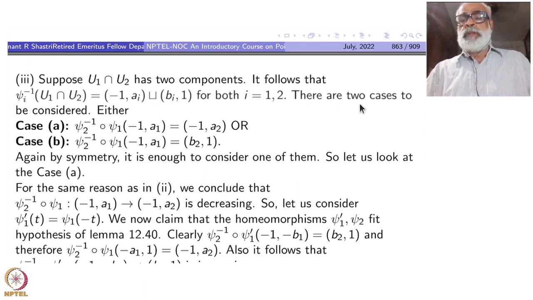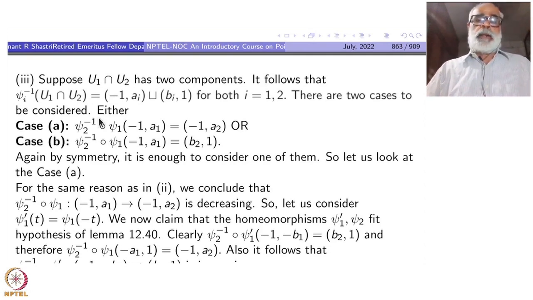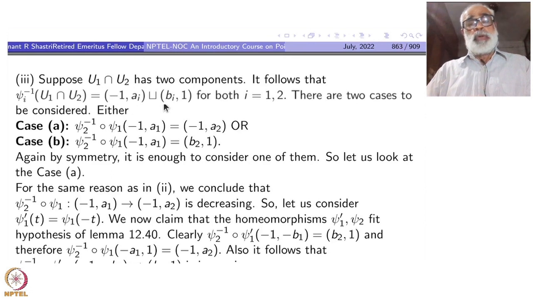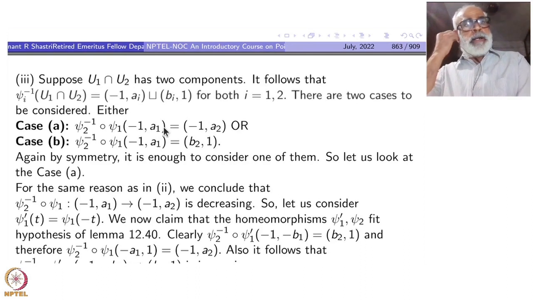There are two cases to be considered again here. Namely, psi 2 inverse psi 1, this component, minus 1 A1, may be mapped to minus 1 A2 there, or minus B2 to A2, which way they are mapped, that is what I have to see. So this psi 2 composite psi 1 inverse may be from minus 1 A1 to minus 1 A2, or it may be minus 1 A1 to B2 to 1. As soon as this happens, the other one, namely B1 to 1, should be the other component.